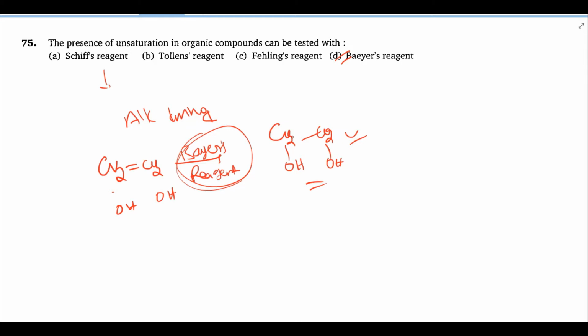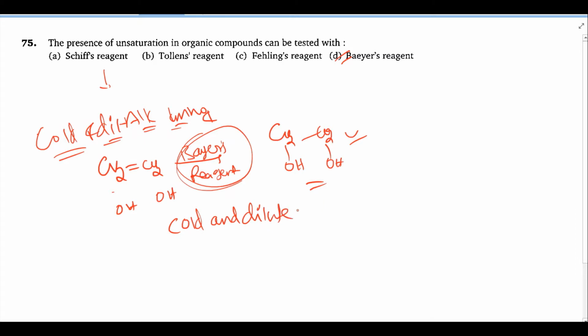Baeyer's reagent is cold and dilute alkaline KMnO4. Perfectly speaking, cold and dilute alkaline KMnO4 is called Baeyer's reagent. So this is the reagent used to test for unsaturation. So option 4 is the correct answer. So this is question number 75.